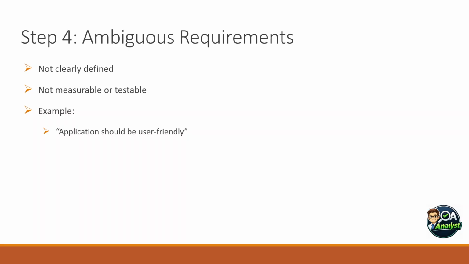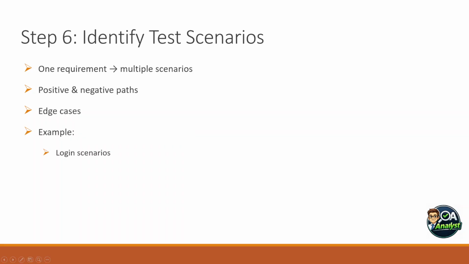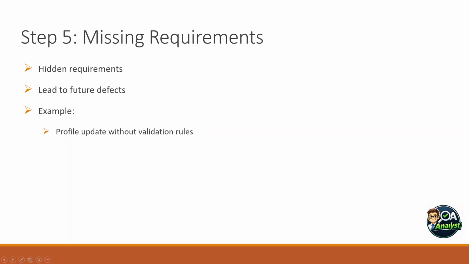If the requirements are ambiguous and testers do not ask questions, future defects are guaranteed. That's why testers should be asking questions regarding the requirements in the requirement analysis phase itself. The next step is missing requirements. Missing requirements are also called hidden defects.